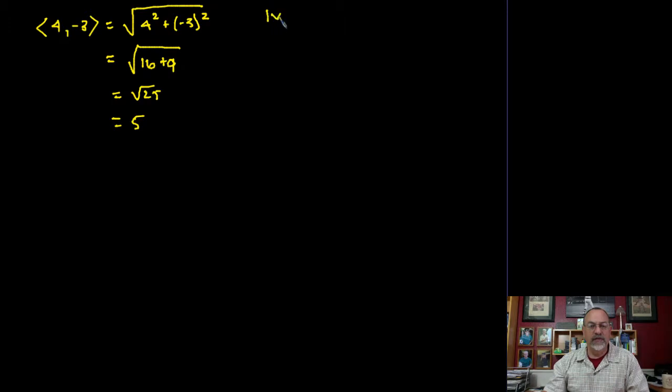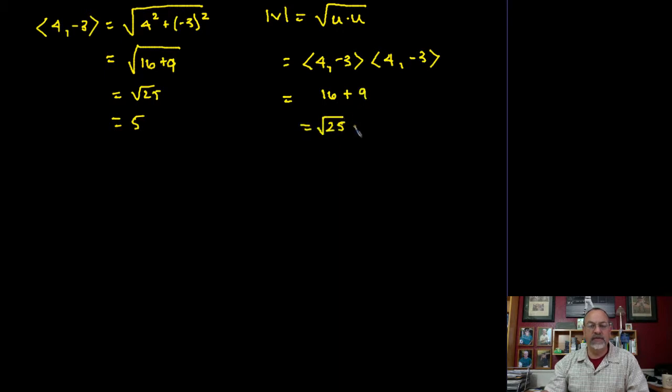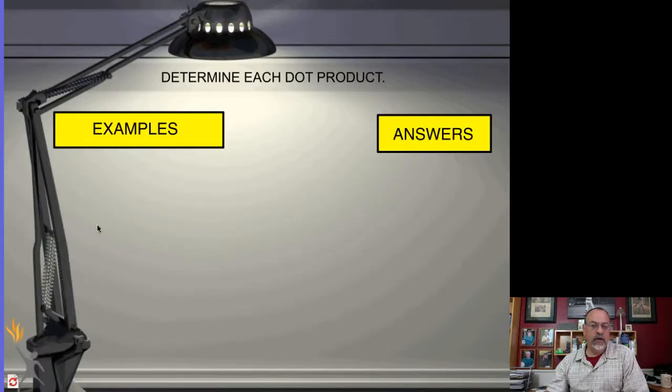Well, the magnitude of the vector can also be determined by taking the square root of the dot product. So all I have to do is take a vector and multiply it by itself, determine the dot product, and take its square root. So 4 times 4 is 16, plus negative 3 times negative 3 is 9, so it's 25. If I take the square root of the dot product, it gives me a 5. So that's one very quick application of the dot product. It gives us another way to determine the magnitude of the vector by taking the square root of its dot product.